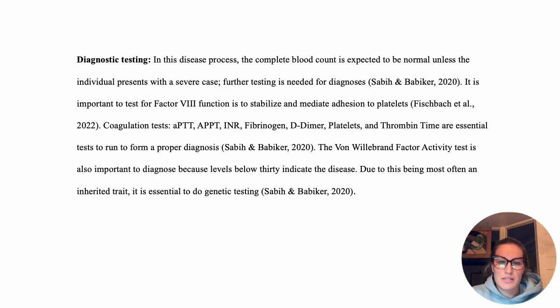In this disease process, the complete blood count is expected to be normal unless the individual presents with a severe case. Further testing is needed for diagnosis. It is important to test for factor VIII function, which is to stabilize and mediate adhesion to platelets. Coagulation tests are also needed. APTT, PT, INR, fibrinogen, D-dimer, platelets, and thrombin time are essential tests to run to form a proper diagnosis. The von Willebrand factor activity test is also important to diagnose because levels below 30 indicate the disease. Due to this being most often an inherited trait, it is essential to do genetic testing.